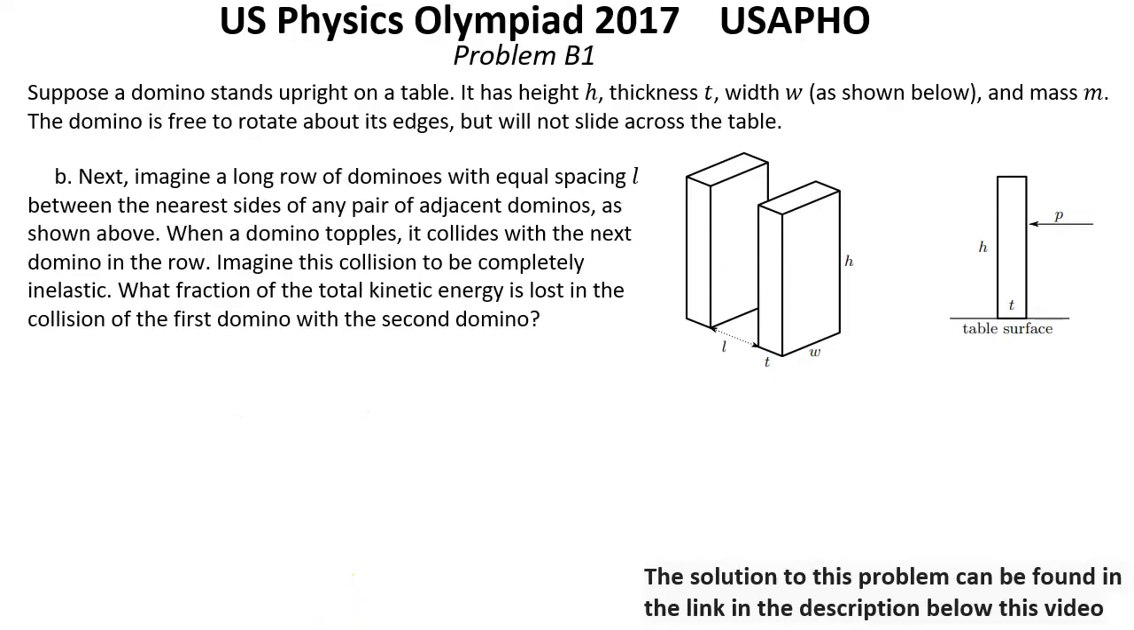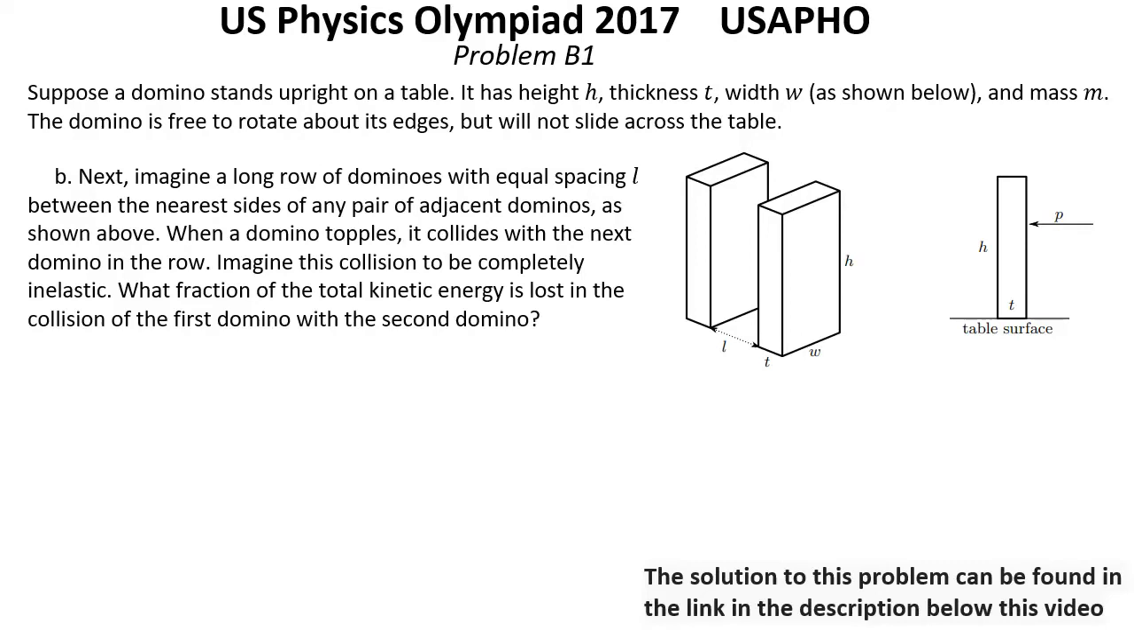Question B. Next, imagine a long row of dominoes with equal spacing L between the nearest sides of any pair of adjacent dominoes, as shown above. When the domino topples, it collides with the next domino in the row. Imagine this collision to be completely inelastic. What fraction of the total kinetic energy is lost in the collision of the first domino with the second domino?